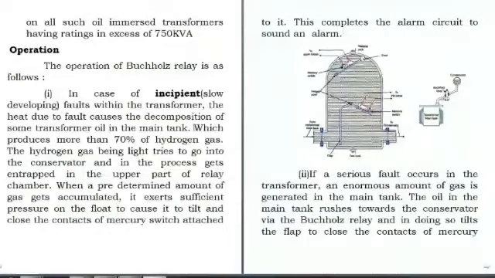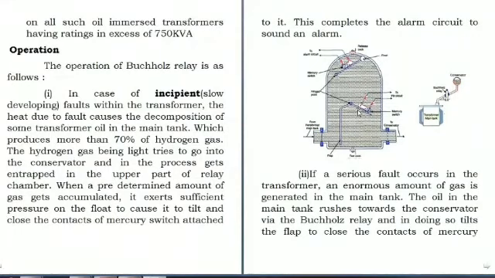Usually the hydrogen gas is very lightweight. That's why it moves towards the conservator, and in the process it gets entrapped in the upper part of the relay chamber. When a predetermined amount of gas gets accumulated, it exerts sufficient pressure on the float. There is a float here. You can see the Buchholz relay.